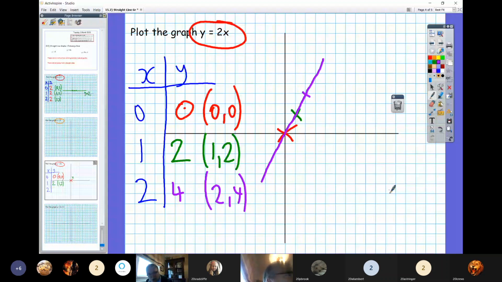So we had to plot the graph y equals 2x. I made up those x coordinates, 0, 1, and 2, and then to work out the y values, I just follow the instruction at the top. That instruction is telling me that to work out the y value, I just double whatever the x value is. So when x was 0, y was 0. When x was 1, I doubled 1 to get 2. And when x was 2, I doubled 2 to get 4. That generated those 3 coordinates, and those are the ones I've plotted. And 3 was enough for me to see the pattern for the straight line.